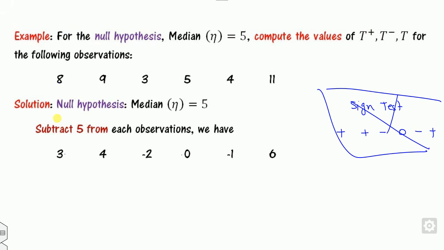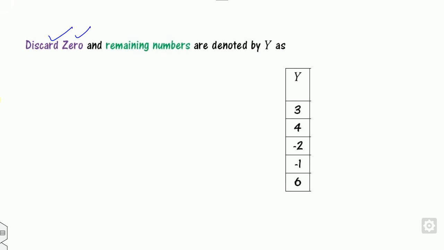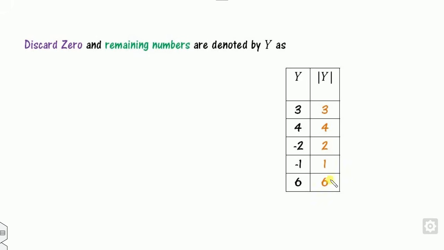So what are my elements? 3, 4, minus 2, minus 1, 6, and so on. I can write the remaining elements here. Now compute the modulus of y, that is, the absolute value. Now find the rank of mod y. The smallest number is this, so take it as 1. The next smallest number is this, take it as 2. The next smallest number is 3, take it as 3. The next smallest number is 4.